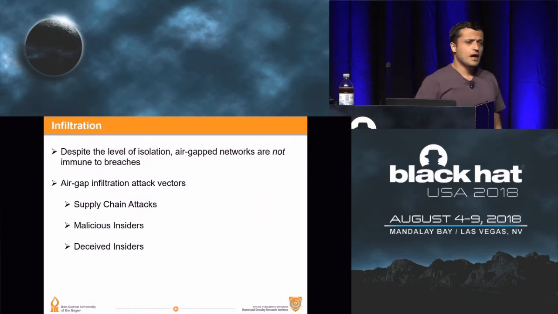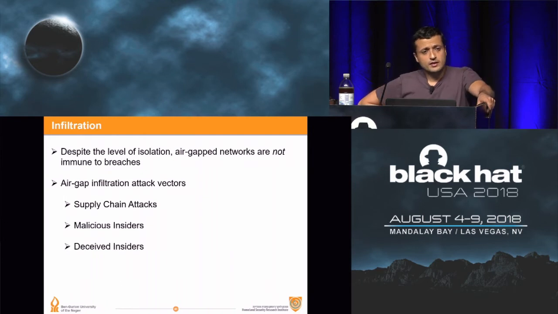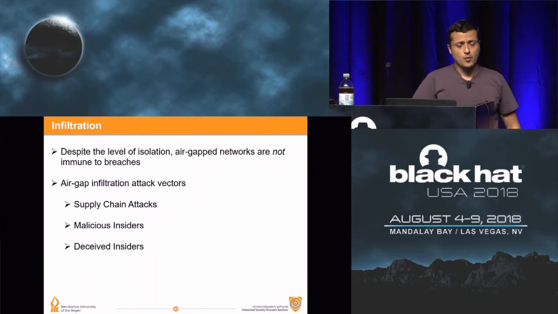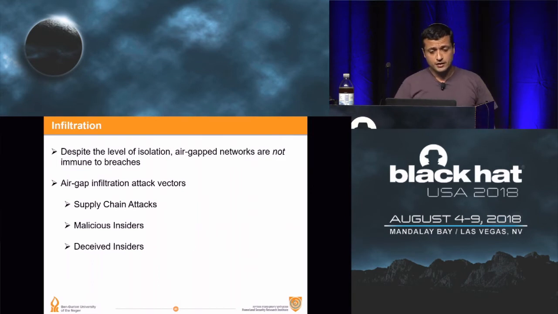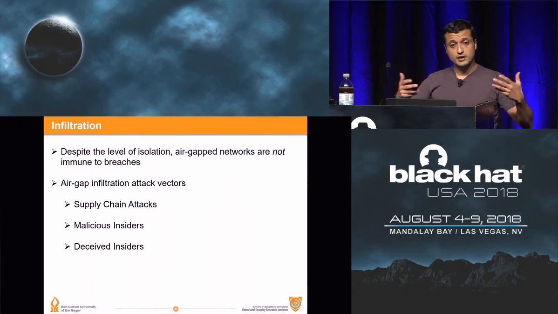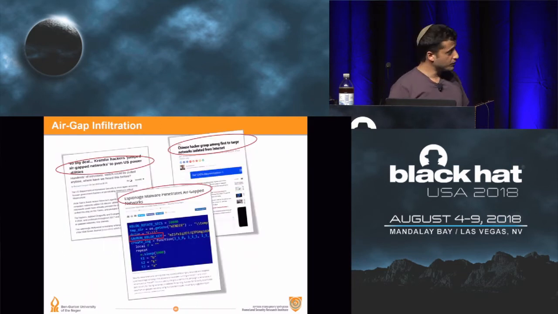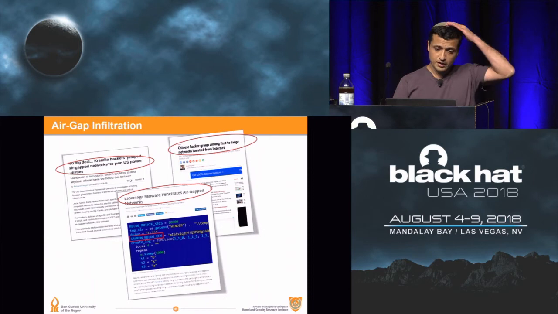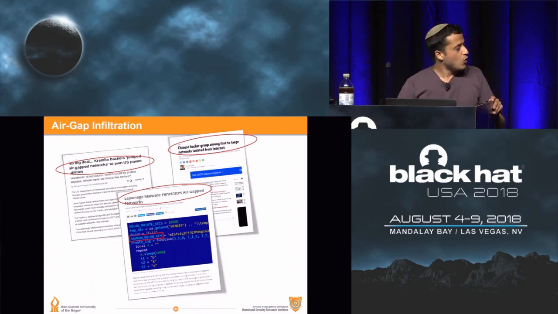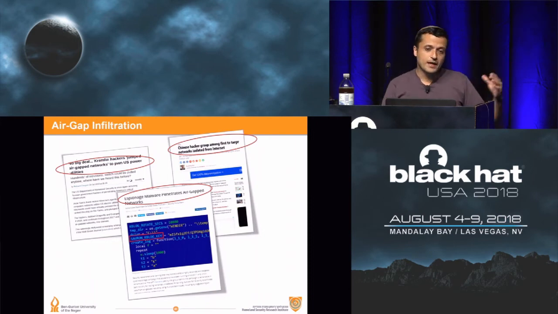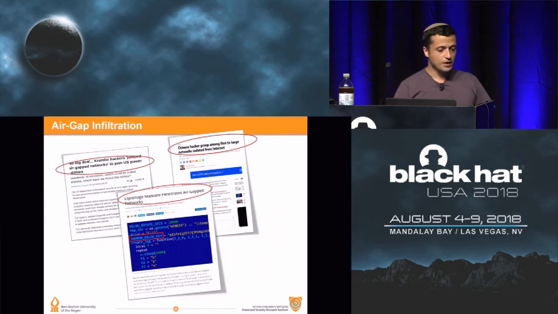But despite the high levels of isolation, air-gap networks are not bulletproof, because attackers can use sophisticated attack vectors to compromise these networks. For example, supply chain attacks, malicious insiders, deceived insiders. All these are types of sophisticated attack vectors that attackers used in the past to compromise even air-gap networks. And from time to time, you can see in the news more news about another air-gap network that was compromised in some nation-state attack.